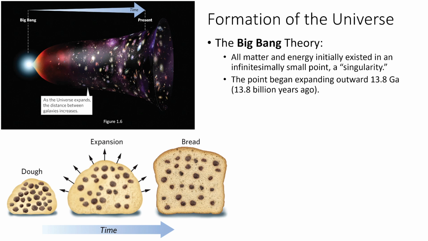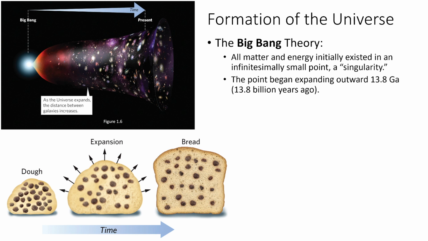The prefix GA stands for billion years ago. So on the left, you've got an image of the Big Bang, an artist's rendering of what the Big Bang would look like on its left side when it began, and then at present as objects are spreading out from one another.